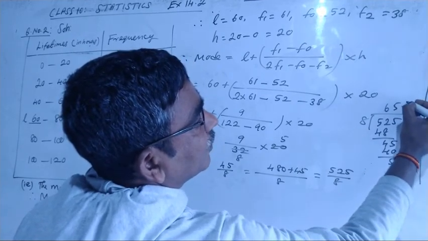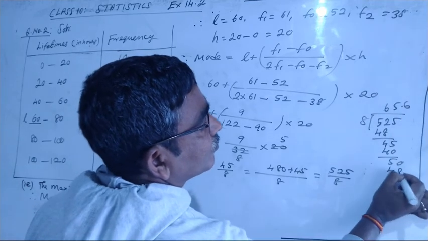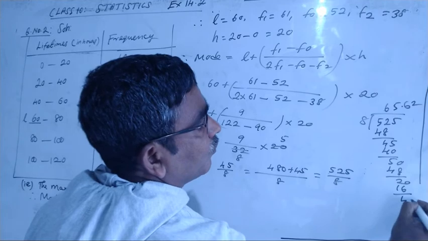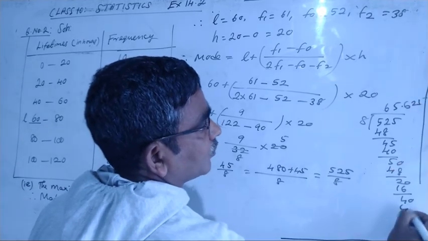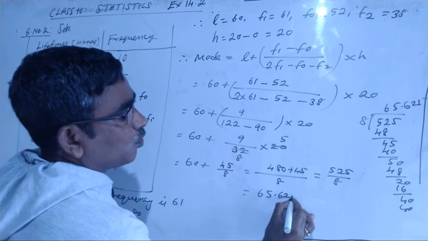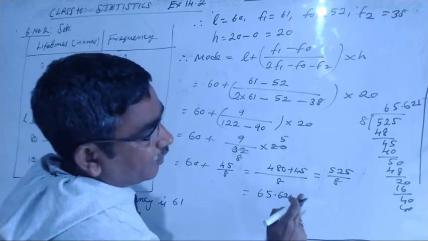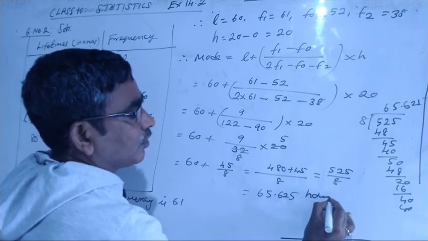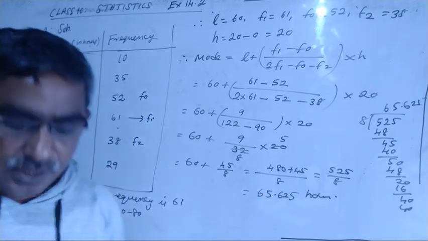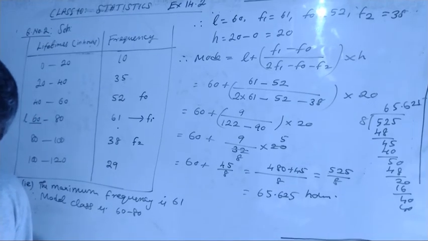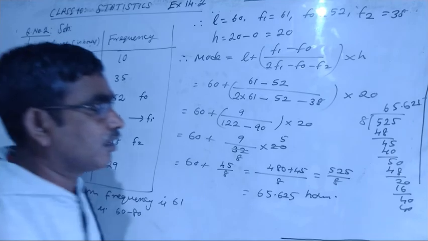8 sixes are 48, and 2 20, 8 twos are 16, 4 40, 8 fives are 40. So it comes to 65.625. These are hours. So the modal lifetime is 65.625, or you can write it as roughly 65 hours.